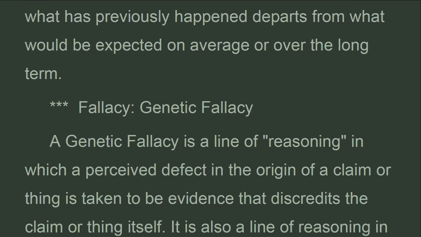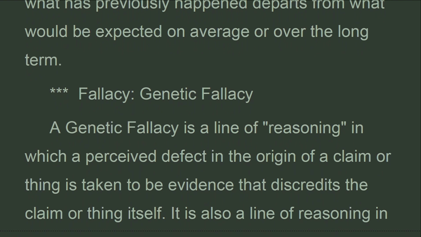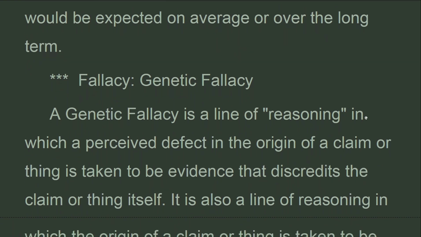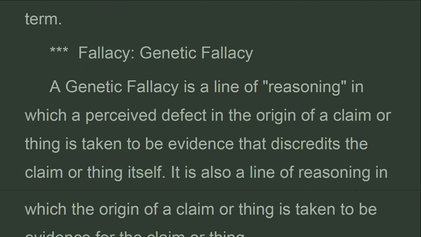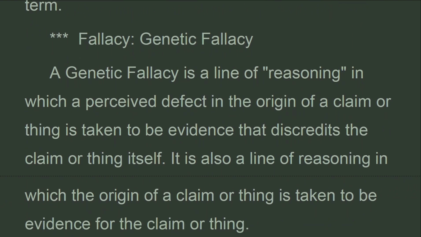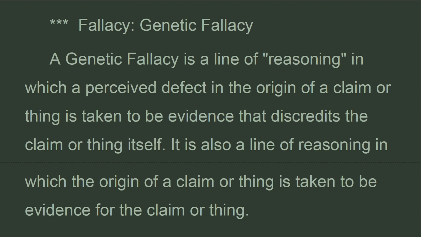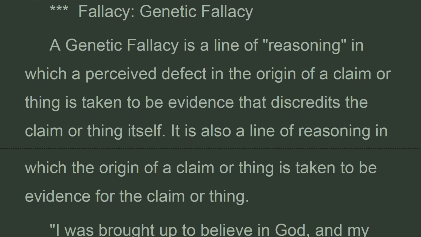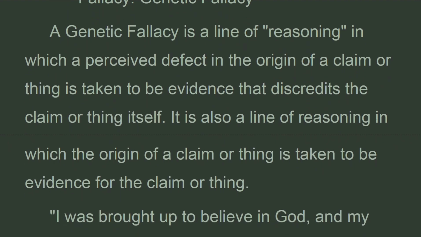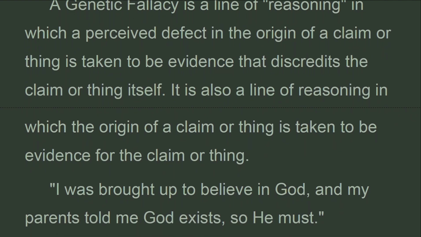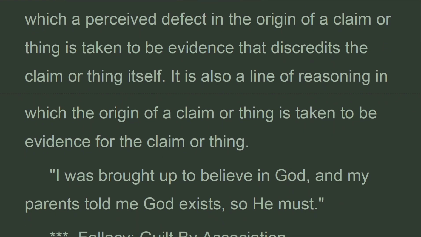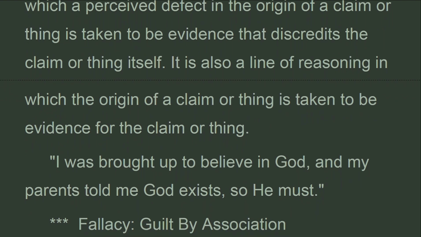Fallacy: Genetic fallacy. A genetic fallacy is a line of reasoning in which a perceived defect in the origin of a claim or thing is taken to be evidence that discredits the claim or thing itself. It is also a line of reasoning in which the origin of a claim or thing is taken to be evidence for the claim or thing. I was brought up to believe in God, and my parents told me God exists, so he must.